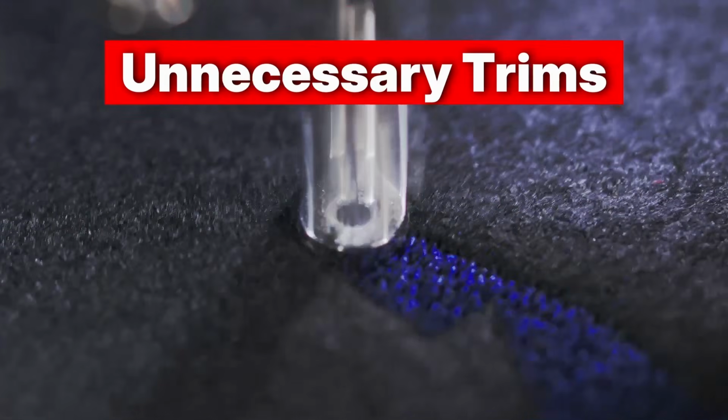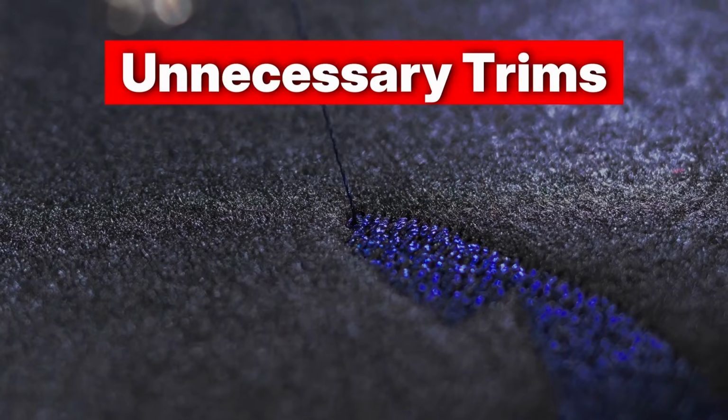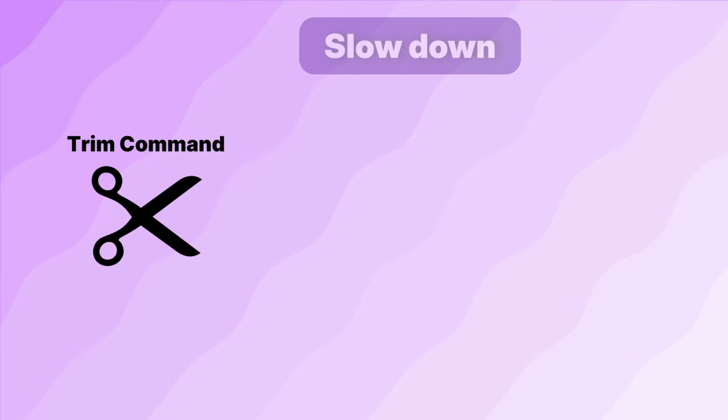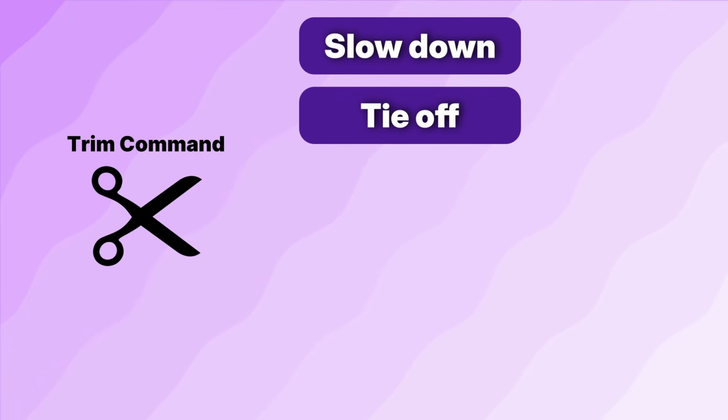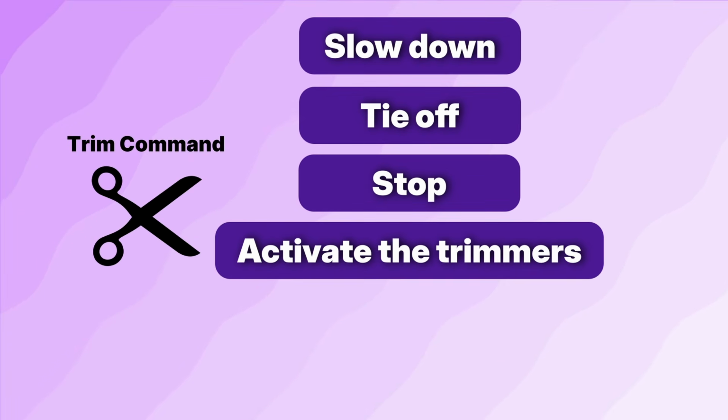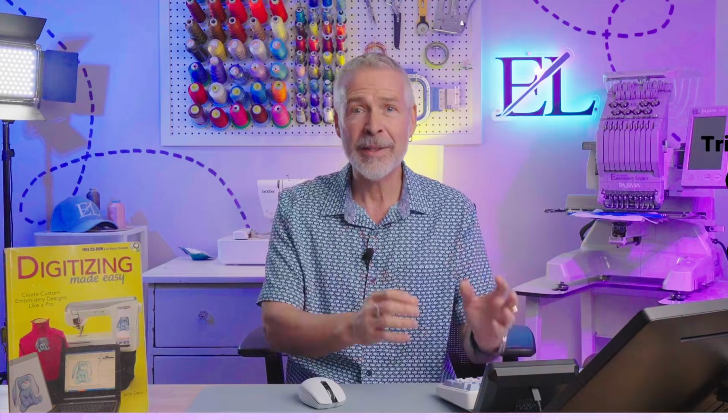Unnecessary trims are one of the worst culprits in embroidery, and if you have a design that has 100 unnecessary trims, that calculates into lost time on your embroidery machine. When an embroidery machine has to perform a trim command, it needs to slow down, tie off, stop, activate the trimmers, cut, then it jumps over, it ties in, and it starts to go again at slow speed. And then it ramps up and continues embroidering.